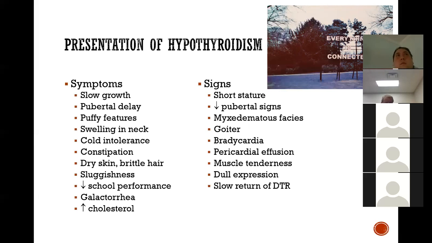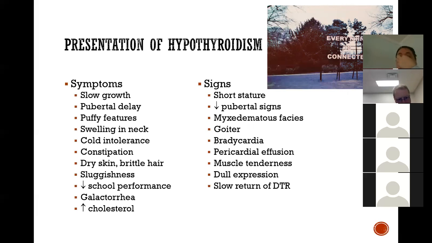Rarely you would get galactorrhea. That'd be a very rare finding. If you have profound hypothyroidism, the cholesterol will often be elevated. You get your lipid panel. And then other signs on exam, again, they'll be short. In terms of people who are referred to me for short stature, some will come with no labs and we'll check their thyroid and find that there's an issue and we fix it and they start growing just fine.